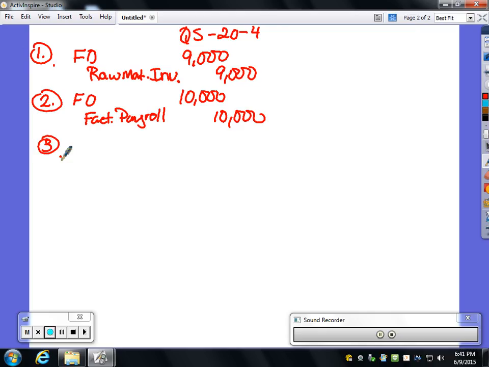Third thing that we have to find is the recording of other overhead costs, or overhead costs incurred. So what do we debit? What do we credit? Factory overhead and cash. Other factory overhead costs incurred. And they didn't tell us what the costs were.